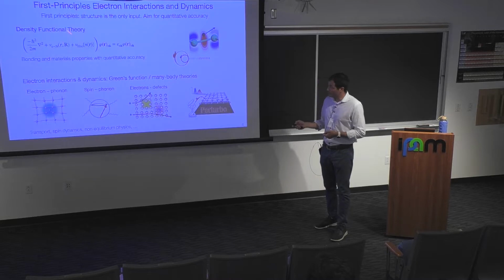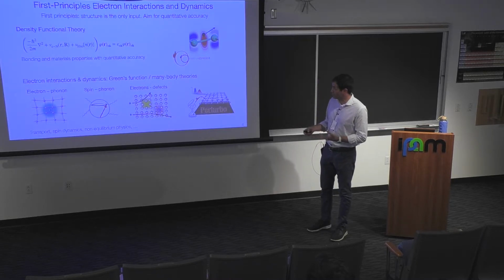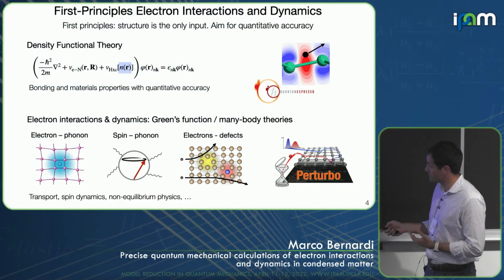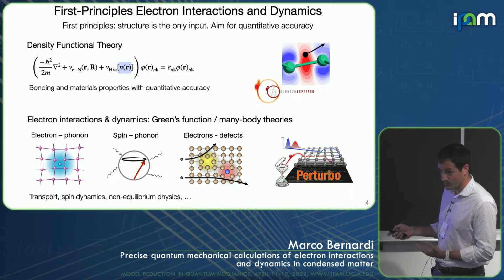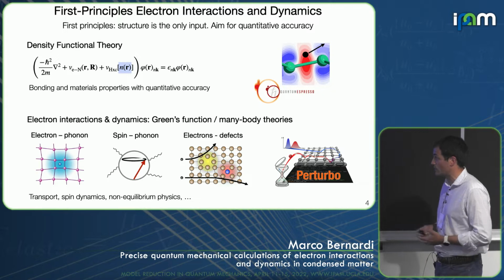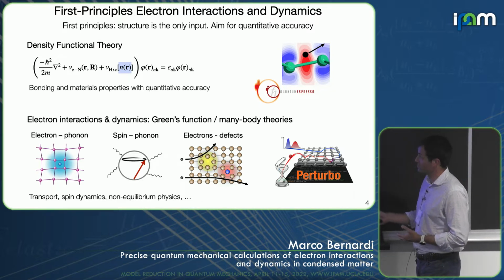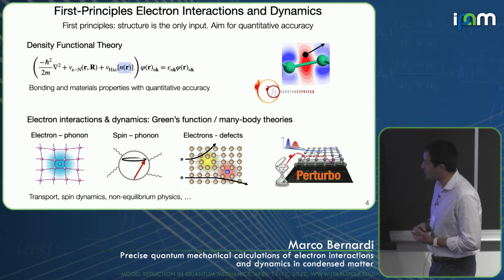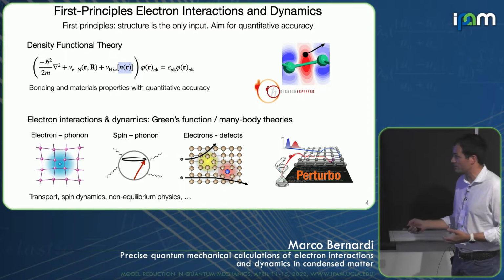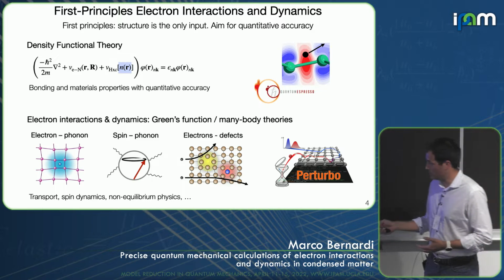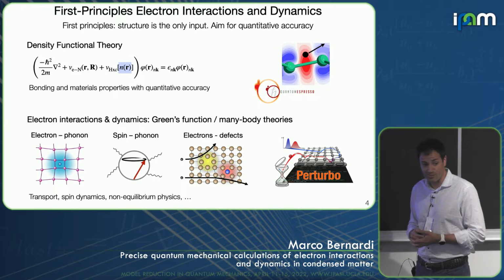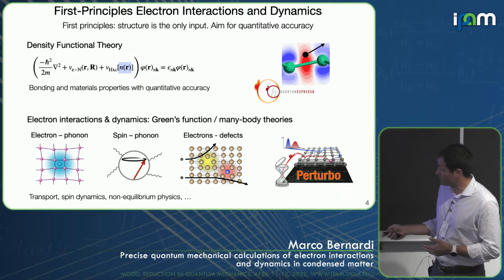So density functional theory, we use it as a starting point to describe bonding and ground state properties in materials with a good trade-off between accuracy and computational cost. And then on top of density functional theory, we develop Green's function and many-body methods to study electron interactions and dynamics. So today we'll focus on three problems.